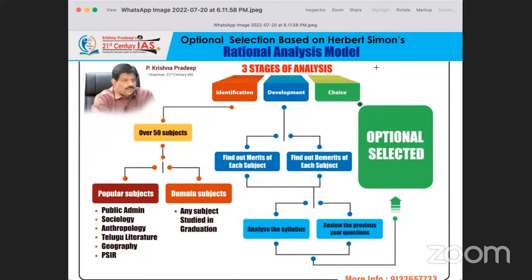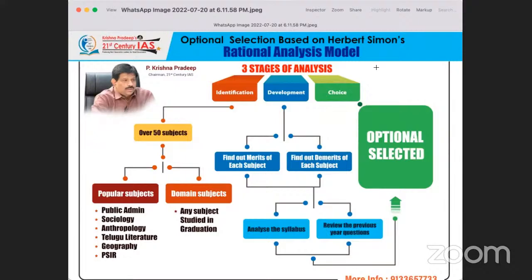Usually candidates will go by the popular subjects. And public administration is one such popular subject. Political science, anthropology, sociology, Telugu literature. Then after identifying this, go to the second stage, the development stage.